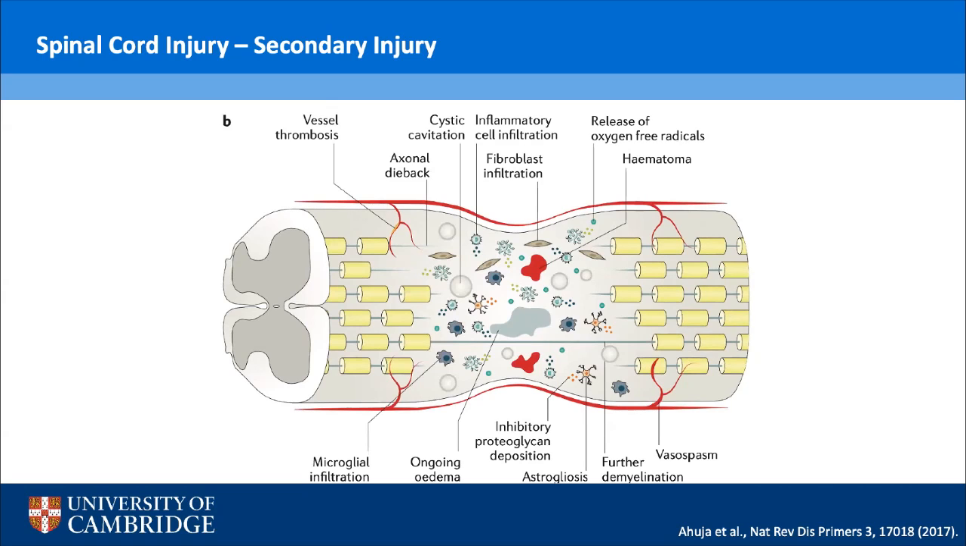The secondary injury is made up of three main phases: the acute, subacute, and chronic, and each of these are highly dynamic and multifaceted. I don't have time to go into all of them today, but we'll focus on a common component that's present throughout the course of the pathology, which is inflammation.